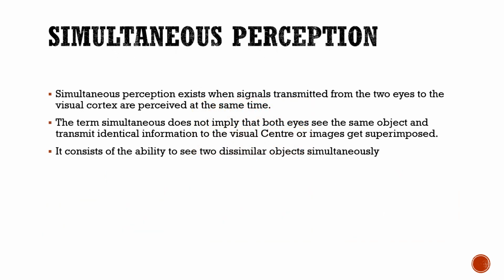Simultaneous perception is when signals are transmitted from the two eyes, and they are perceived simultaneously by your brain, and the ability of the individual to appreciate that image is called simultaneous perception. This is generally tested when your eyes are getting two dissimilar objects simultaneously.